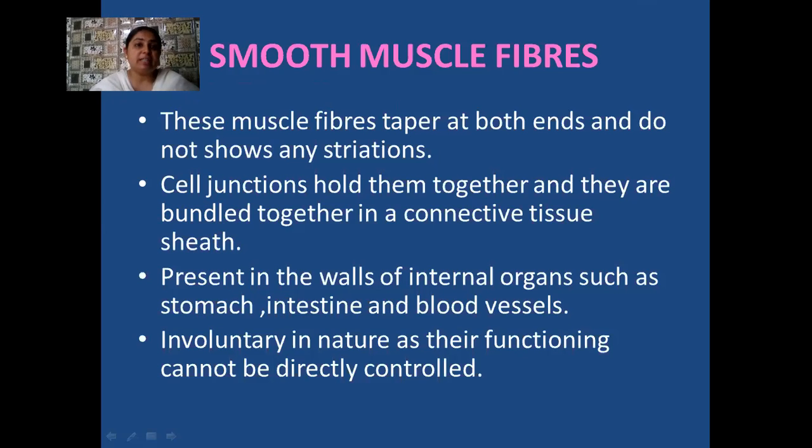Cell junctions are present in them which hold these muscles together and bundle them in a connective tissue shape. These muscles are present in the wall of our internal organs, for example, in the inner wall of our stomach, in the intestine, and in the various blood vessels present in our body. As I told you, these muscles are involuntary in nature because they cannot perform movements according to your will. So their movements are not directly controlled by you.